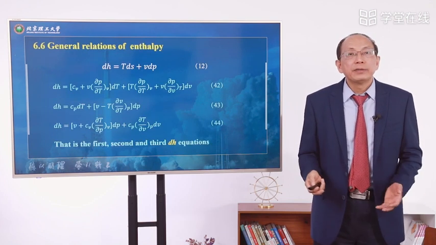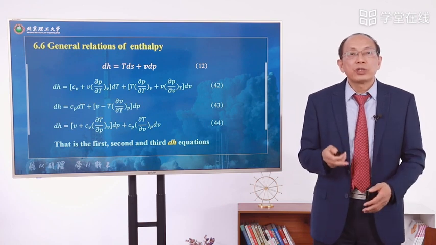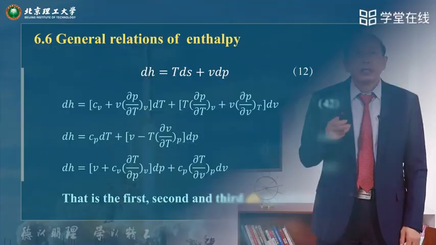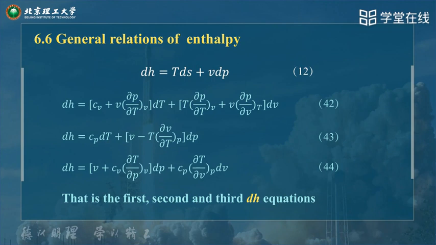In the same way, for the general relation of enthalpy, dH equals TdS plus VdP, equation 12, we put the first, second, and third dS equations into this equation. We easily obtain the first dH equation, the second dH equation, and the third dH equation.